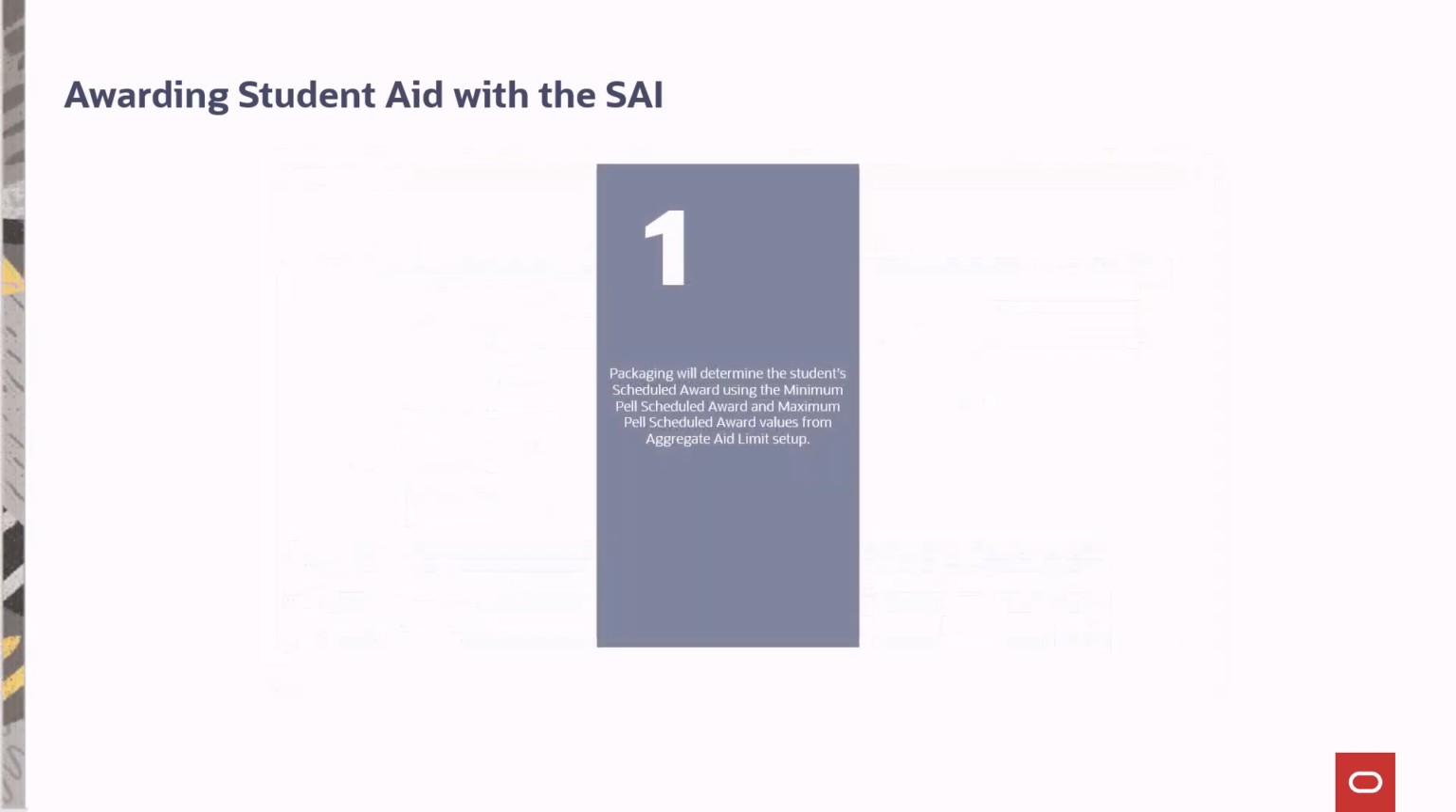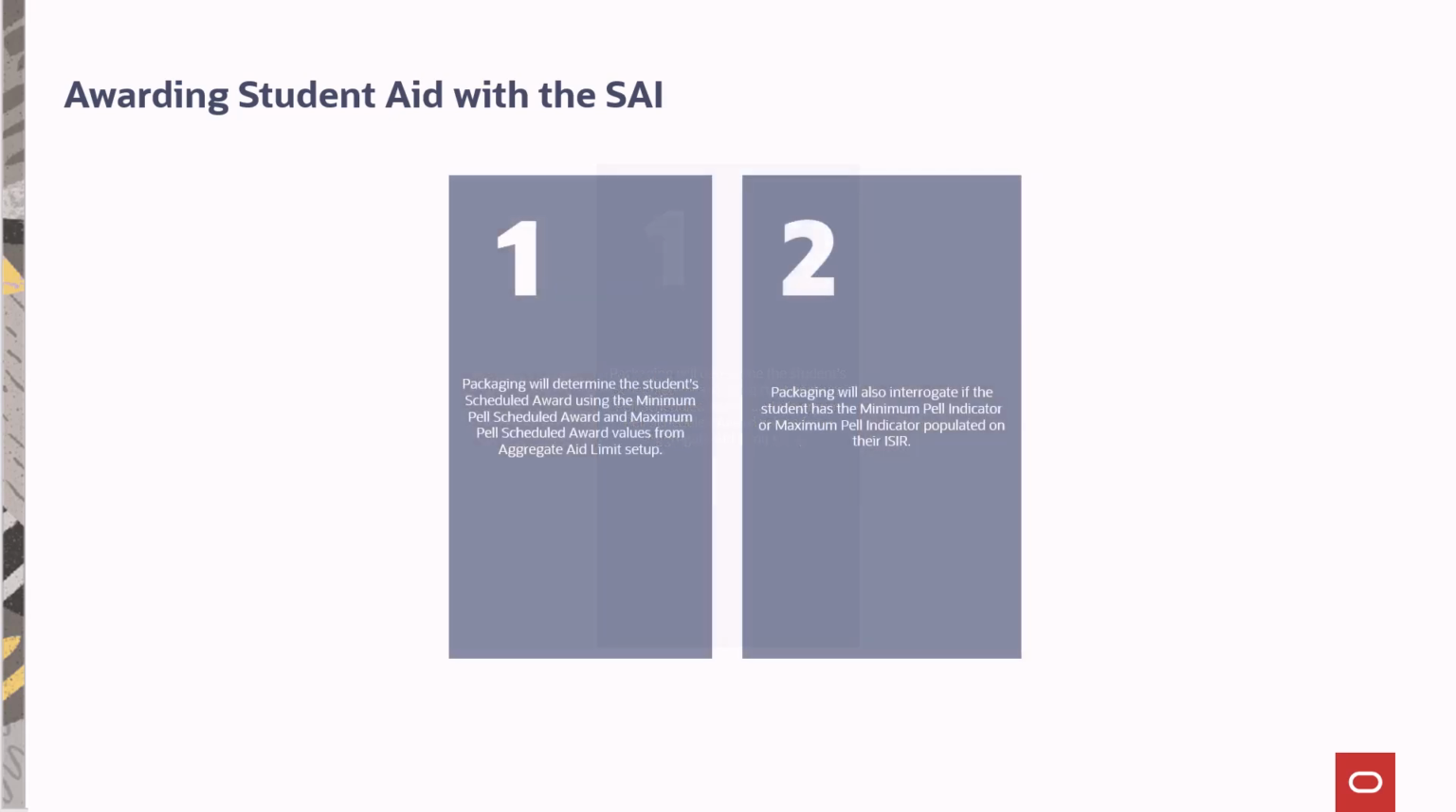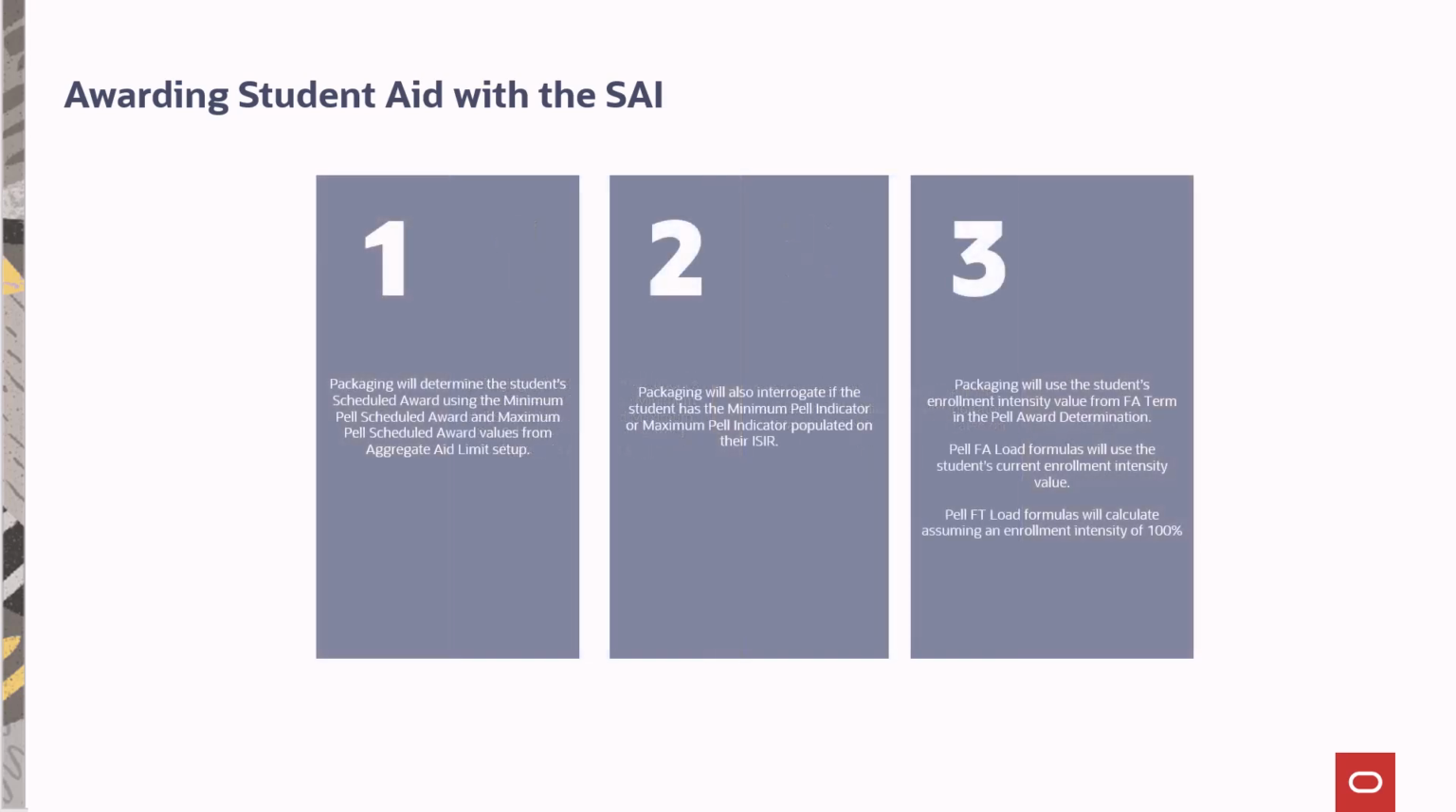The packaging engine has been coded to determine a student-scheduled Pell award without the use of Pell schedules. We will also be verifying ISIR data loaded for the values of the minimum Pell and maximum Pell indicators. With the introduction of enrollment intensity, the packaging engine has been updated to use the student's term enrollment intensity value in the Pell award determination.